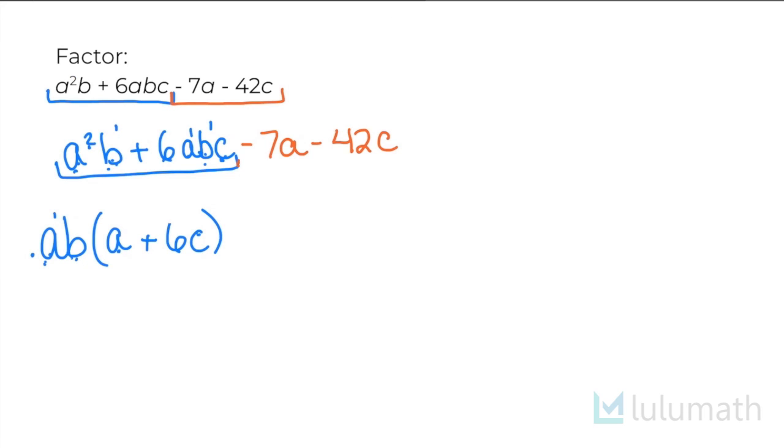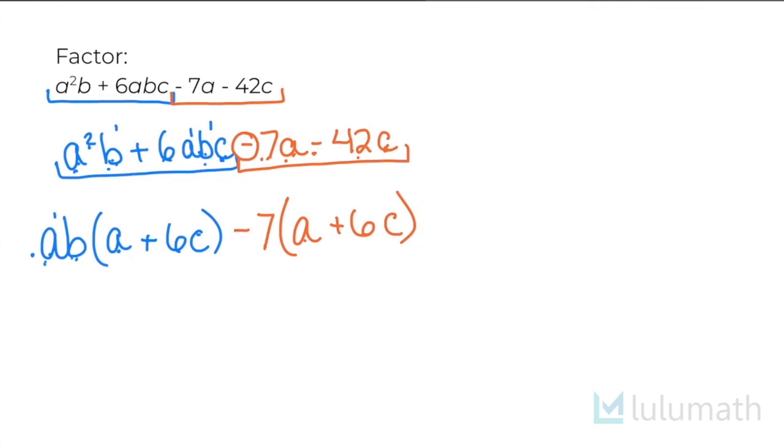Then, looking at my second group, my leading coefficient here is a negative, which means that my GCF will also have to be negative. And 7 and 42 are both divisible by 7, and there are no variables in common. So that's all I have for my GCF. Now, when I factor it out, negative 7a divided by negative 7 is positive 1a. I can just write that I have a left over. Now, negative 42 divided by negative 7 is positive 6. And then I have this c here that's left over as well.